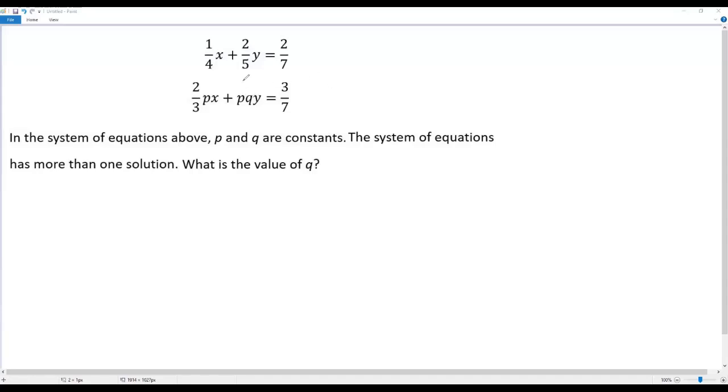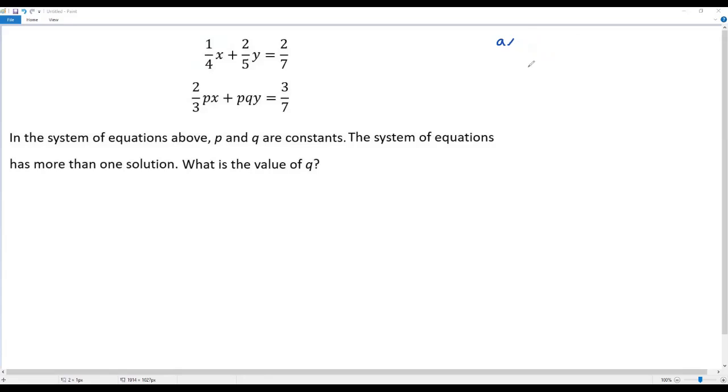Okay, so in the given system, both the linear equations are in standard form. Usually when a linear equation is given in this form, that is ax plus by equals c, we consider this the standard form of the linear equation. That is, we must have x and y terms on the left side and a constant on the right side. Then the linear equation is in standard form. So here, in both the equations in the given system, we have x term and y term on the left side and constant on the right side. So both the equations in the given system are in standard form.